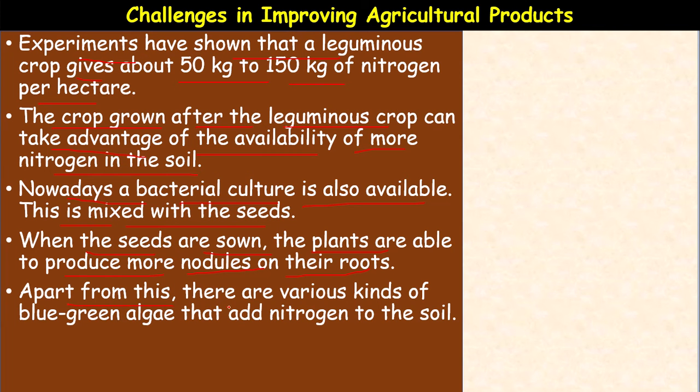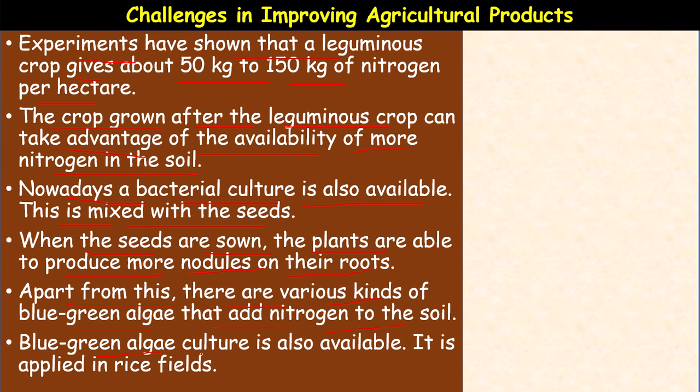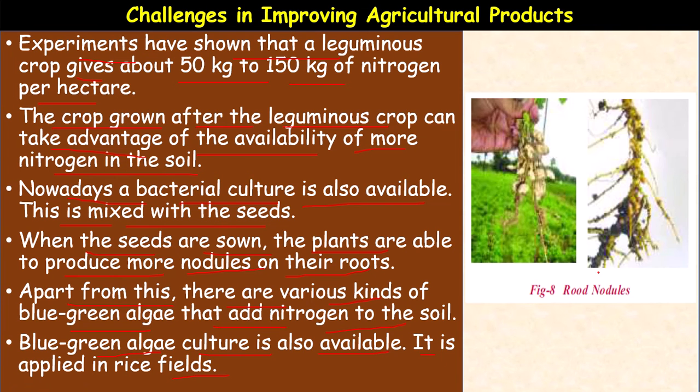Apart from this, there are various kinds of blue green algae that add nitrogen to the soil. The blue green algae culture is also available. It is applied in the rice field. So, modern agricultural techniques are very important that an educated farmer follow all these things. Root nodules you can see here, the groundnut plant, these are the root nodules. So, in these nodules this nitrogen fixing bacteria is present.